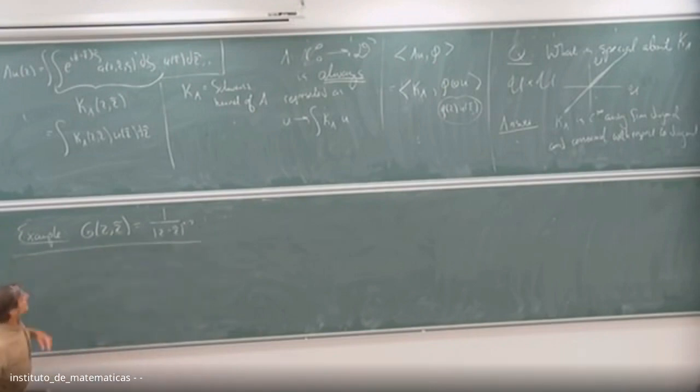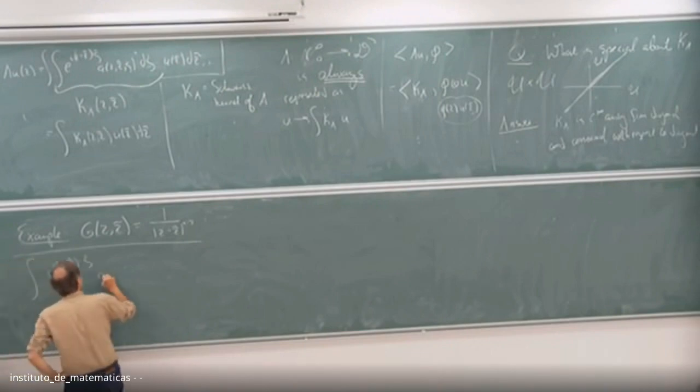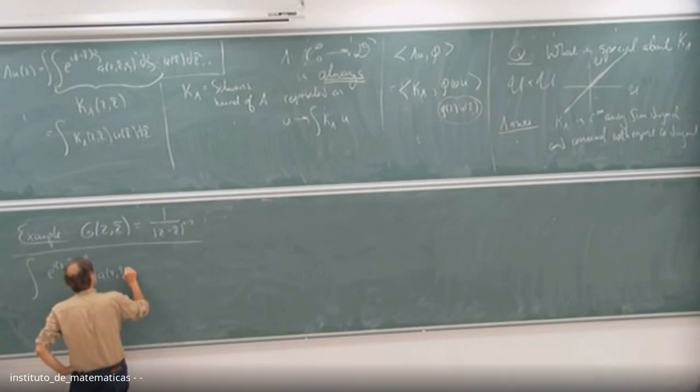So first of all, what about the smooth elsewhere business? I take this integral. This is defining the Schwartz kernel.